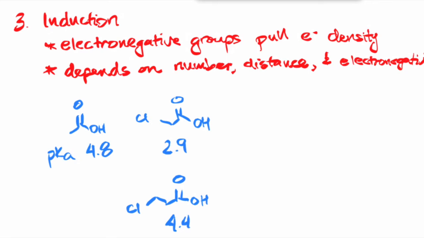Now let's take a look at the numbers effect. As you can imagine, if you have one chlorine there, it has an induction effect. If you add more chlorine, more electronegative groups, what would happen? It would be a more acidic molecule, no? And indeed that is true. The pKa of this molecule is about 0.7. So very, very acidic indeed.